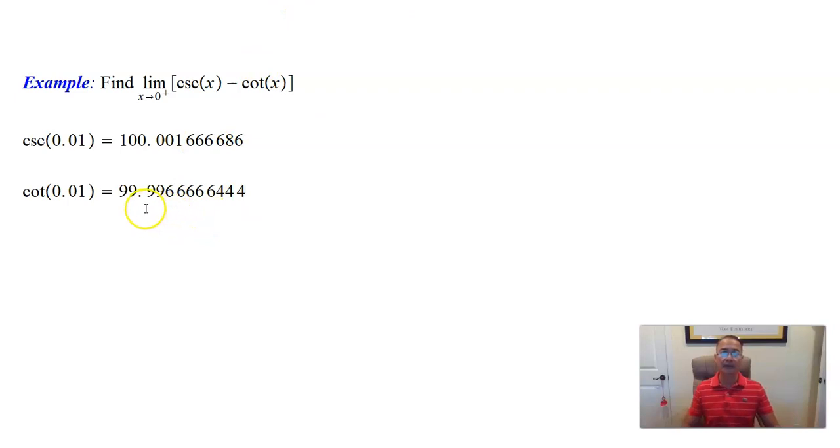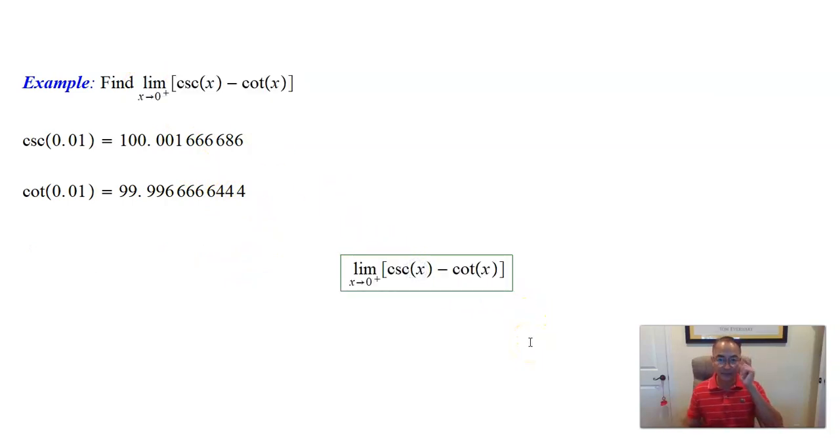99.996. Okay, so they're close. It looks like when you take the difference, even though this is getting bigger and bigger, this is not that far behind. So maybe the limit is, I don't know, maybe it could be 0. We'll see. It's a difference, so once again, you are not allowed to use L'Hopital's rule on a difference.